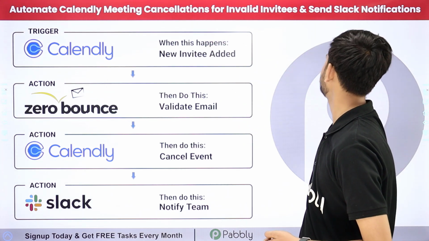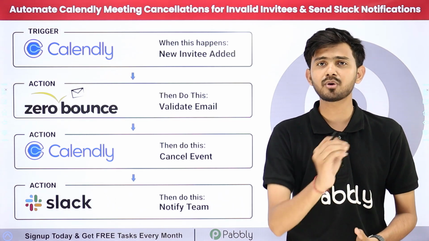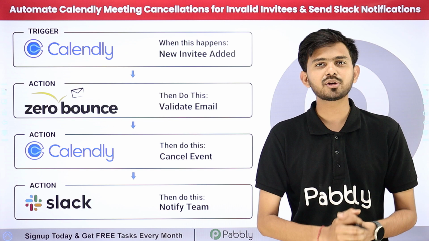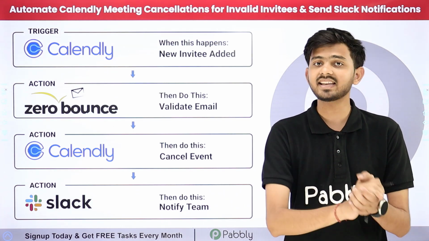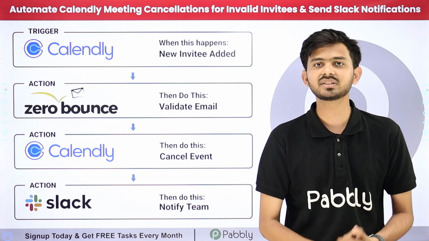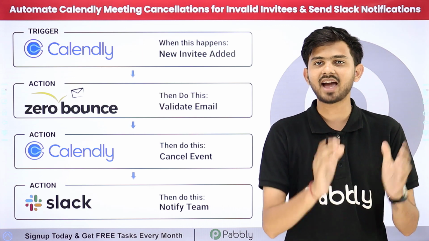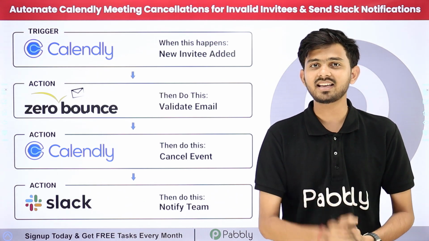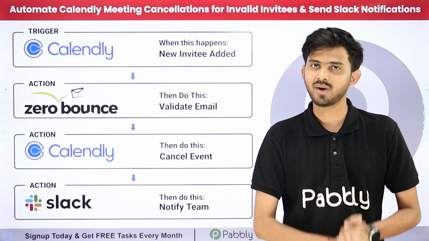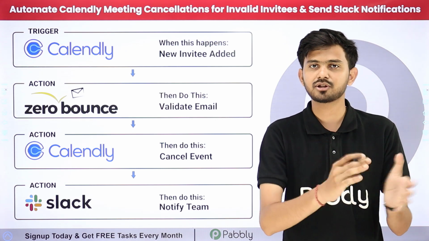Today our topic is how to automate Calendly meeting cancellations for invalid invitees and send a Slack notification. I'm a business consultation coach and I'm receiving my bookings from Calendly. What I want to do is automatically cancel invalid invitee events in Calendly, and for that I'm going to validate the emails using ZeroBounce. As I get the invalid emails for my invitee, then using Calendly I'm going to cancel that event for that invitee. And as I cancel that event, I'm going to send a notification message to my team on Slack.